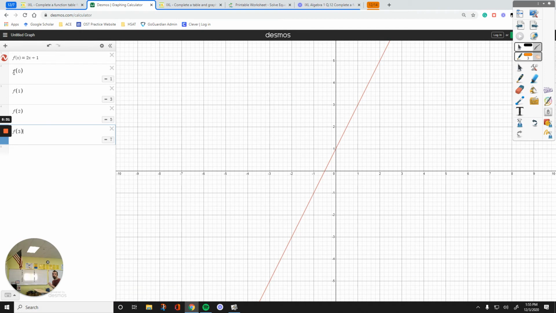And then I'm asking Desmos to tell me what happens if I put 0 into this function machine. What happens if I put 1, 2, or 3 into the function machine? So it tells me what the answers are going to be. That's another method to double check your work.